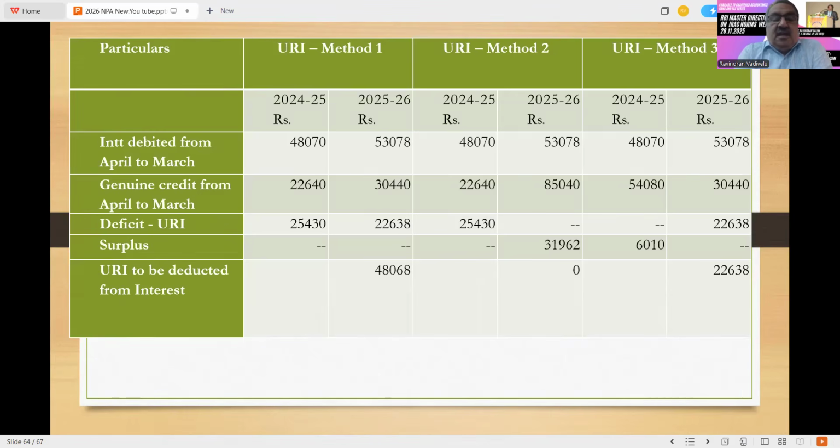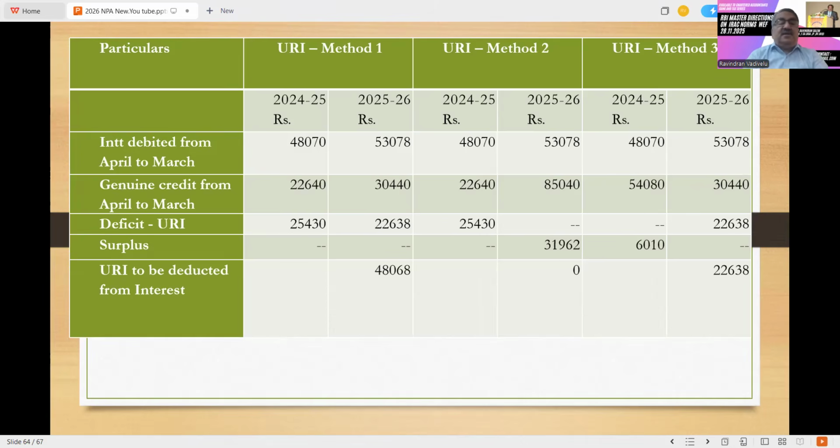Here it's a chart. There are 3 methods: URI method 1, URI method 2, URI method 3. Here I have considered only 2 years, but the circular says it is the past period, that is from the date of sanction till date, and that interest includes fees, commission, charges, etc. So, interest debited: I am taking the URI for the first method. For 24-25, interest debited is 48,070. Amount paid into the account for 24-25 is 22,640. There is a deficit of 25,430.